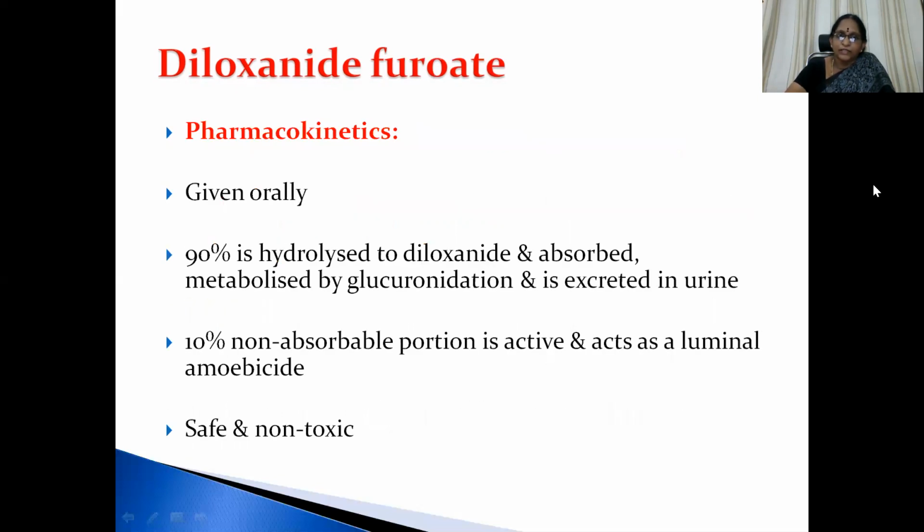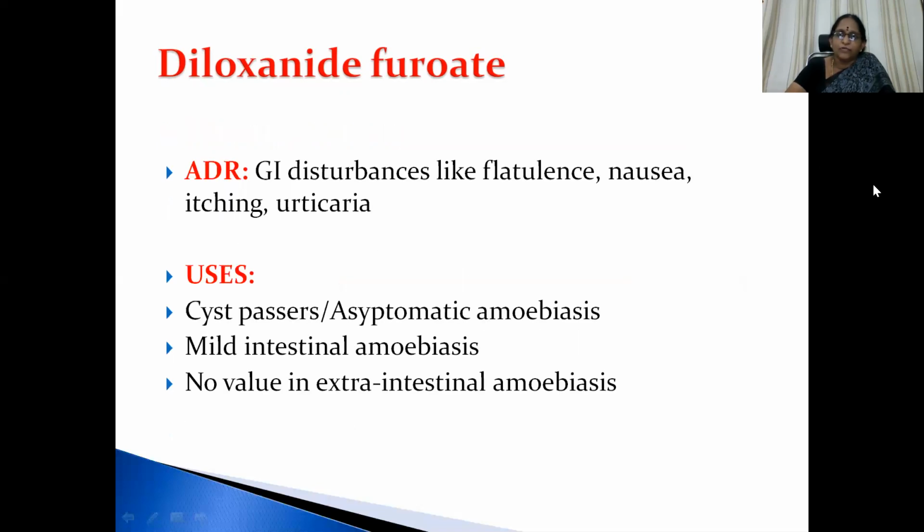This molecule, diloxanide furoate, gets split into two compounds in the gut, that is diloxanide and furoate. It is given orally. 90% is hydrolyzed to diloxanide and absorbed, metabolized by glucuronidation and excreted in urine like that of the other molecules. And the 10% non-absorbable portion is active, and it does produce action on amoeba. That is, it acts as a luminal amoebicide. So it does not have much of a toxic profile, so it is safe and non-toxic. Maybe flatulence, nausea, itching, urticaria, a kind of mild ADR it produces.